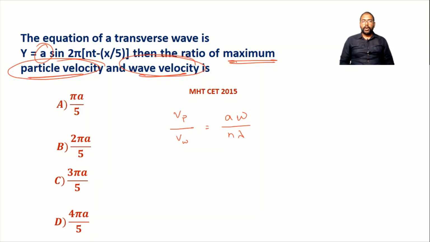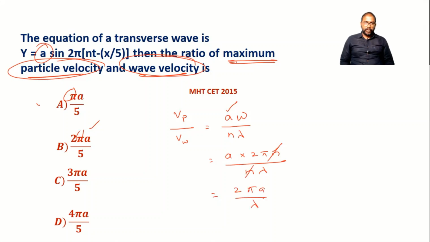Now we have to observe the options very carefully. In the options everywhere you can see pi, and a is there, which means no need to touch this a. Can we adjust this formula in terms of pi? Yes, we can. We can substitute omega as 2 pi into frequency n and divide by n lambda. Then this n gets cancelled, so we get the formula 2 pi a by lambda.